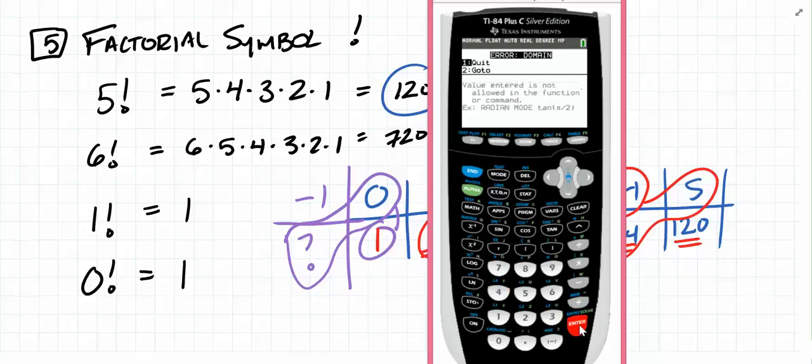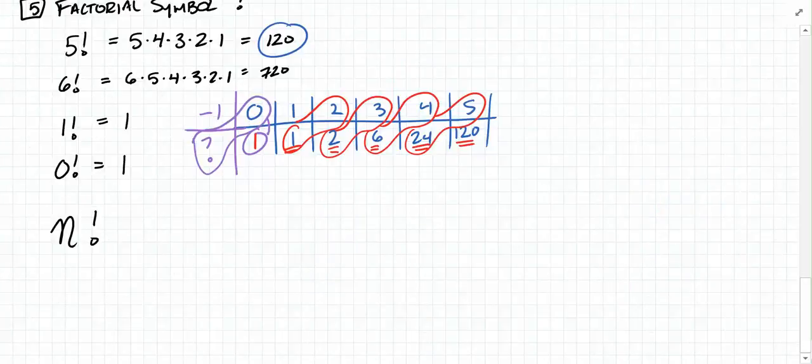What do you guys suppose n factorial is? No, it's not infinity. Yeah, how do we write it? It's going to be n times what? N minus 1 times what?